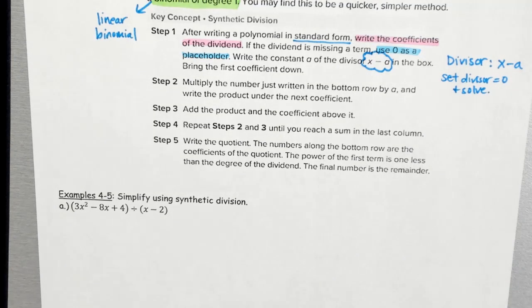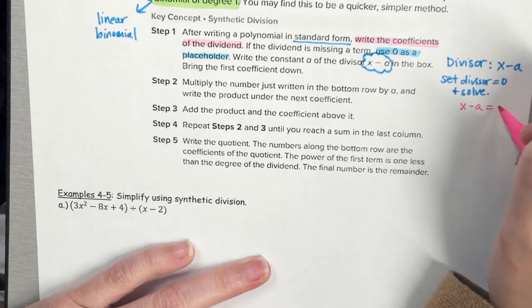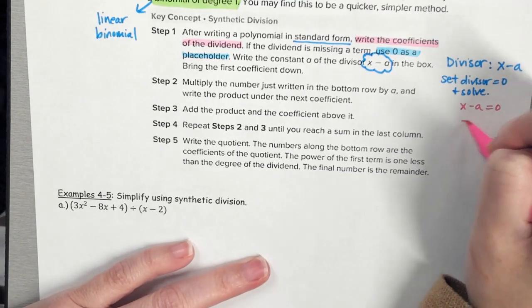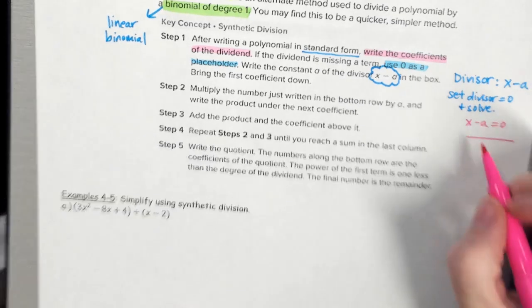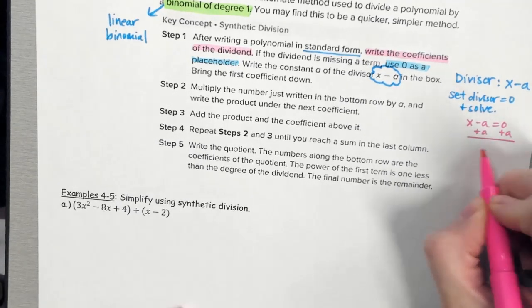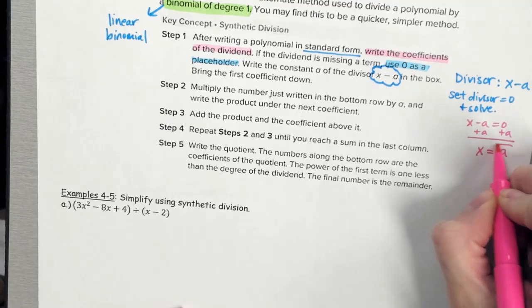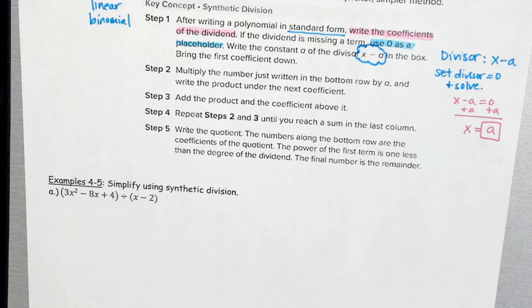So if you have x minus a equals 0, if you were to solve that for x, what would you do to both sides? If you had x minus a equals 0, what would we have to do to both sides to get x by itself? Add a. Okay, so whatever your a value is, that's what you're going to end up putting in a box, which is part of the form of synthetic division.